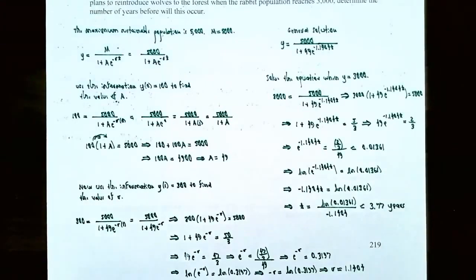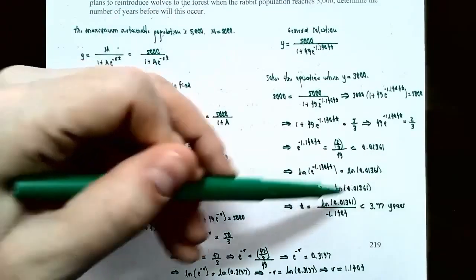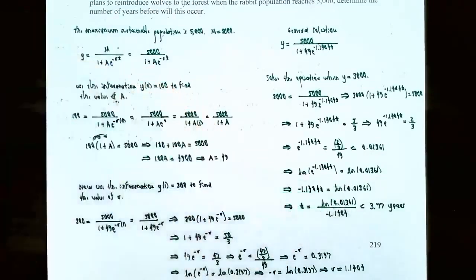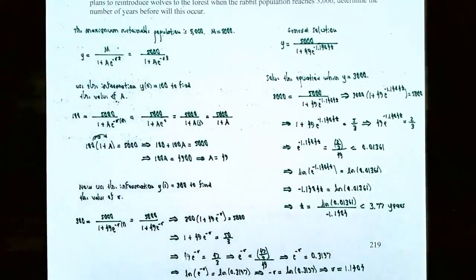And now divide both sides of the equation to get t by itself. So t is natural log of 0.01361 divided by negative 1.1404. And that will be approximately, when you put this in the calculator, 3.77. Now we don't want to round this answer because this is talking about years. So it will take the population of the rabbits to reach 3,000 about 3.77 years after the rabbits were introduced to this forest.